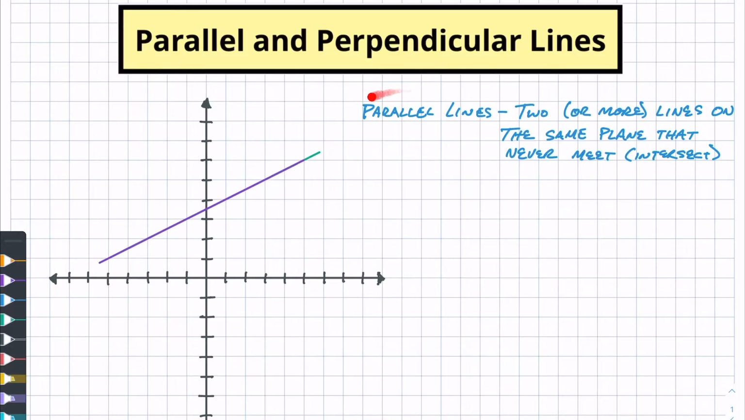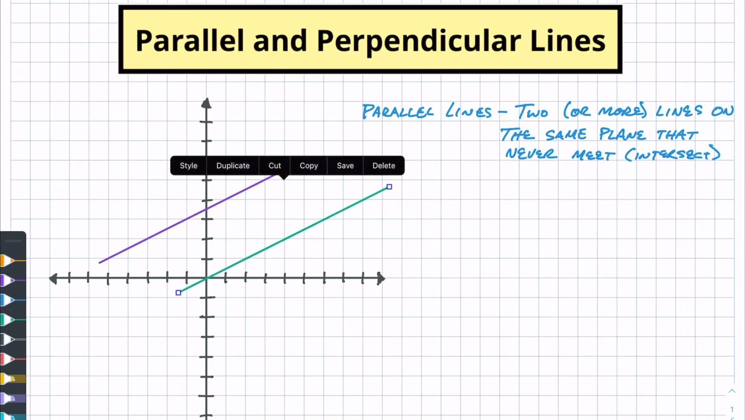So here we've got the definition of parallel lines. It says two or more lines on the same plane that never meet or intersect. Now typically we're considering these things to be maybe something like this, where we've got two lines. Maybe they look like this, maybe they don't, but they're two lines on the same plane. This is called the Cartesian plane right here. Now, when we say the same plane, we're typically meaning on a flat surface.